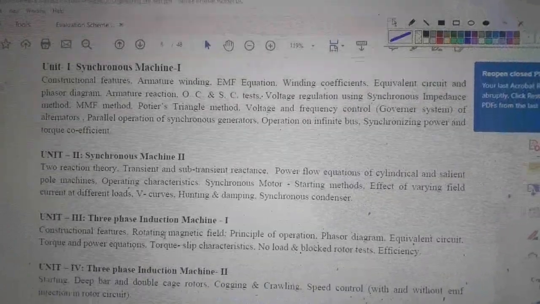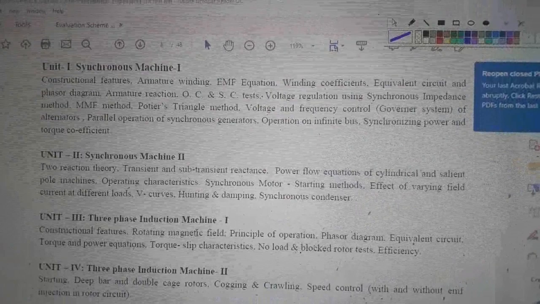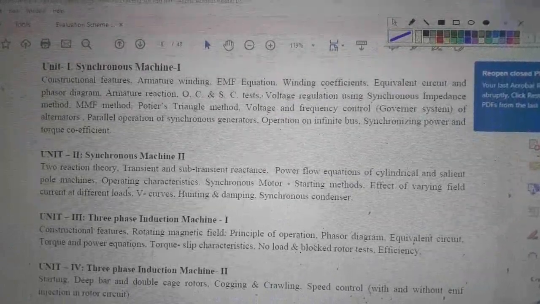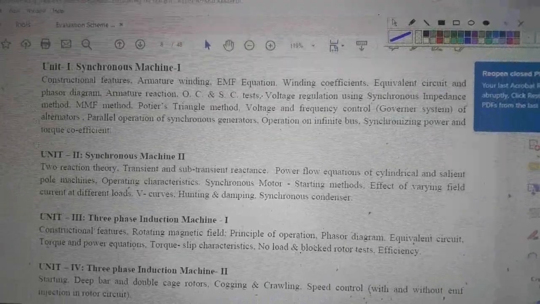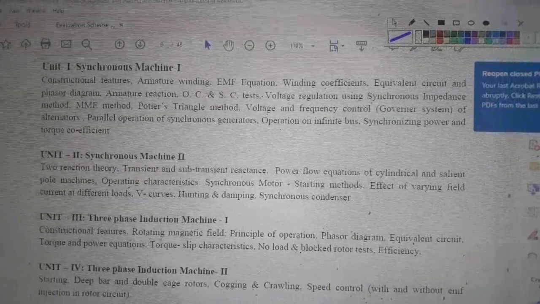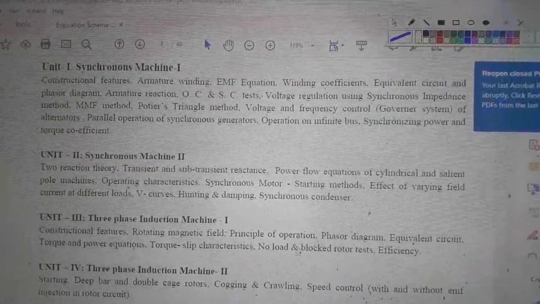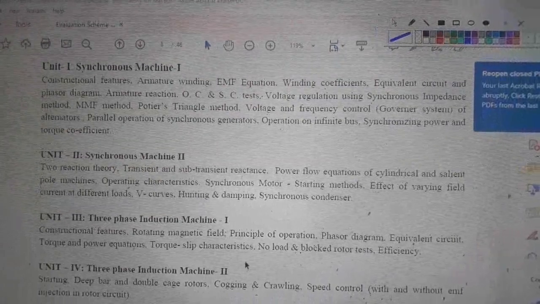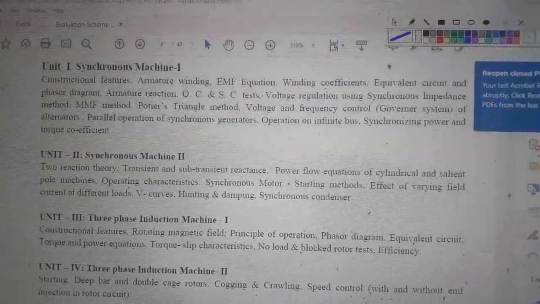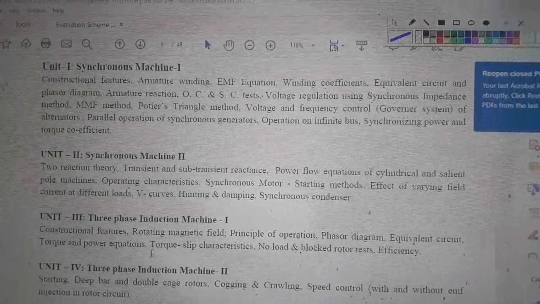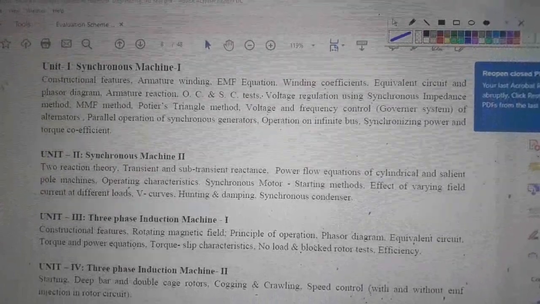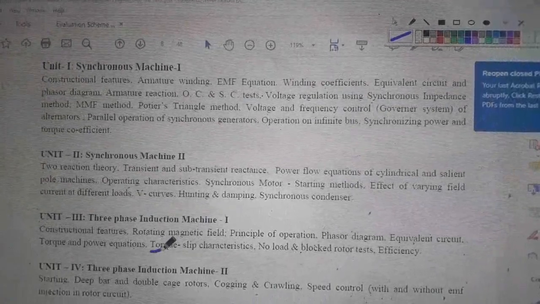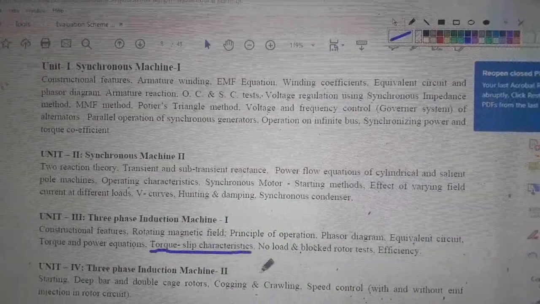Next, in Unit 3, three-phase induction machine, we have to study the construction features of three-phase induction motor, rotating magnetic field, principle of operation, phasor diagram, equivalent circuit, torque and power equation, torque slip characteristics. Torque slip characteristics is an important topic from the external point of view.